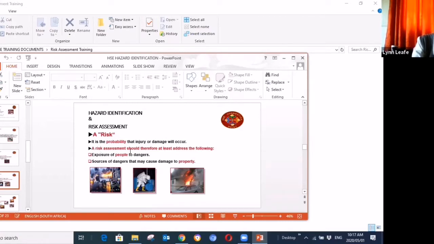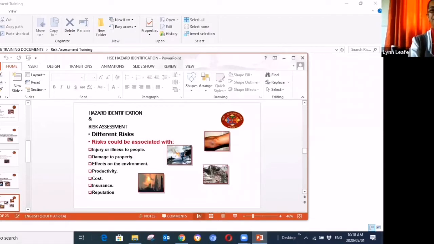A risk assessment should therefore at least address the following: exposure of people to dangers, sources of dangers that may cause damage to property. Different risks. Risks could be associated with injury or illness to people, damage to property, effects on the environment, productivity, cost, insurance, reputation.